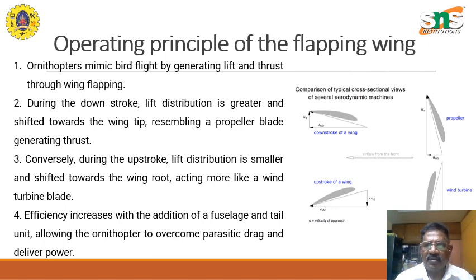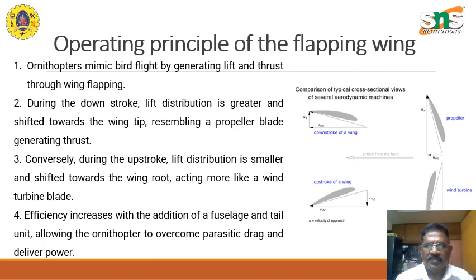The operating principle of the flapping wing goes like this: ornithopters mimic birds' flight by generating lift and thrust through flapping. During the downstroke, lift distribution is generated and shifted towards the wingtip, resembling a propeller blade generating thrust. Conversely, during the upstroke, lift distribution is smaller and shifted towards the wing root, acting more like a wind turbine blade. Efficiency increases with the addition of a fuselage and tail unit, allowing the ornithopter to overcome parasitic drag and deliver power.